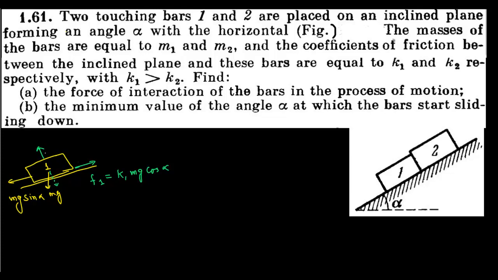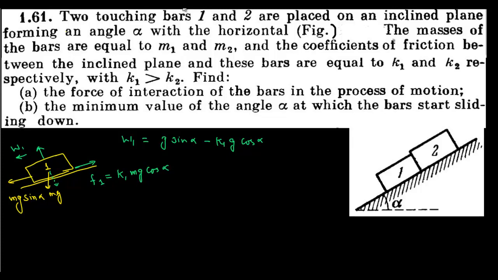Now suppose this block is accelerating in this direction along the inclined plane with an acceleration w1. So from here we can write this w1 as g sine alpha minus k1 g cos alpha. Clear? I have used Newton's second law of motion: the sum of forces is equal to mass into acceleration. So from here we have calculated the acceleration of this block 1.